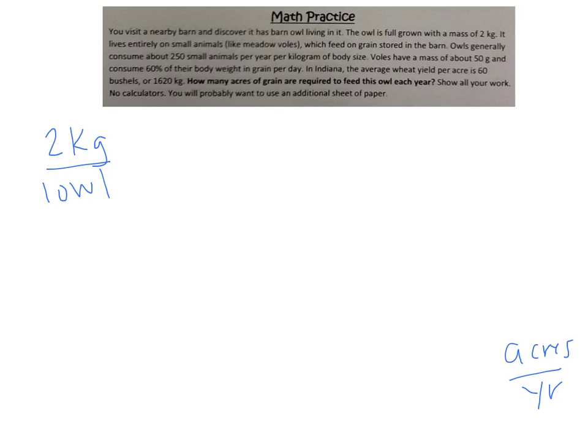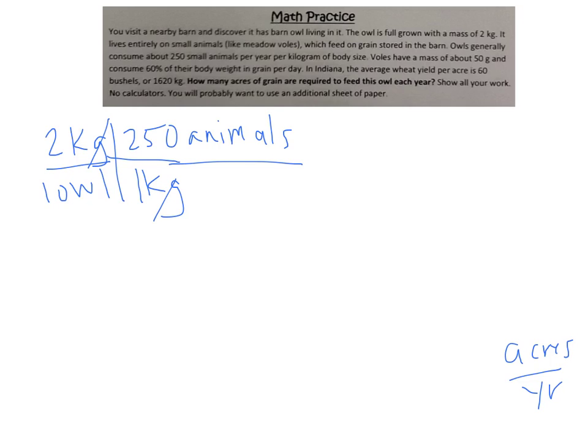Just like I always do, we're just trying to cancel everything out. So just keep reading and see what we can cancel. The next sentence says that owls generally consume about 250 small animals per year per kilogram. So there's our kilogram again, so I know for every 1 kilogram of owl, we need 250 animals. So we've canceled kilograms. We still have animals and owls left. We're not going to cancel out our owls right now because we need those at the end, acres per year per owl. So let's continue on with trying to cancel out the animals.